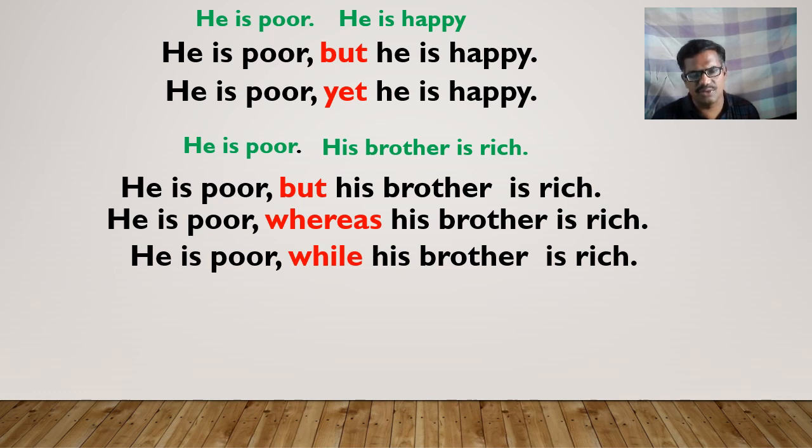Here while is used. So but, whereas, while are used for the expression of the relationship of contrast when we have two sentences where the subjects are different. All these conjunctions are preceded by commas.